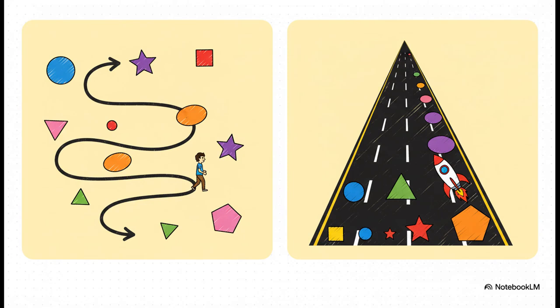So it all comes down to this really important trade-off. Linear search gives you total flexibility. It'll work on any list, no preparation needed. Binary search gives you just unbelievable speed, but it demands that you sort the list first. It's the simple path versus the fast path.